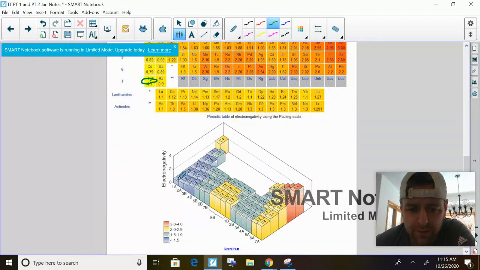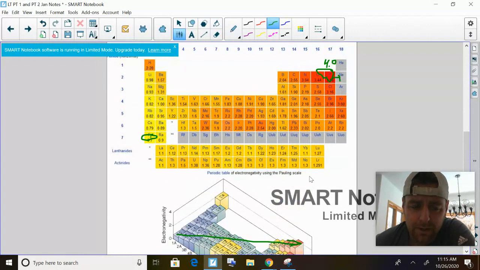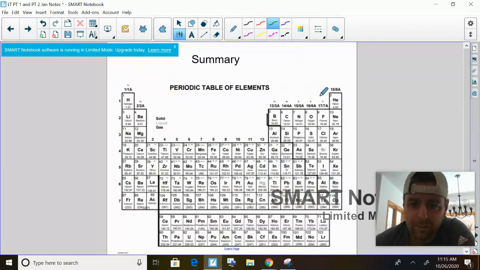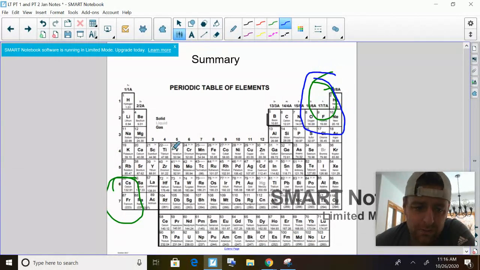If you look at this chart here, it shows you that electronegativity increases going this way. It's opposite of atomic radius. So in summary, smallest atoms are up here, biggest atoms are down here. The ones that really want electrons to get to 8 are up here. The ones that don't want electrons are down here. They're opposite of each other.